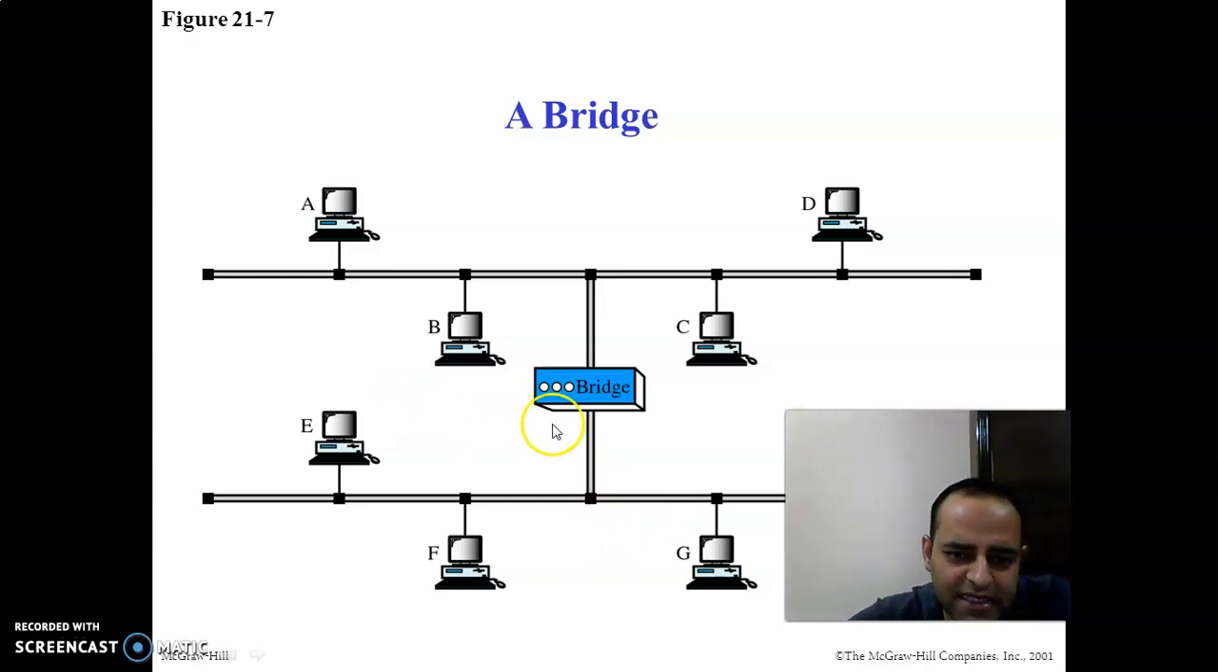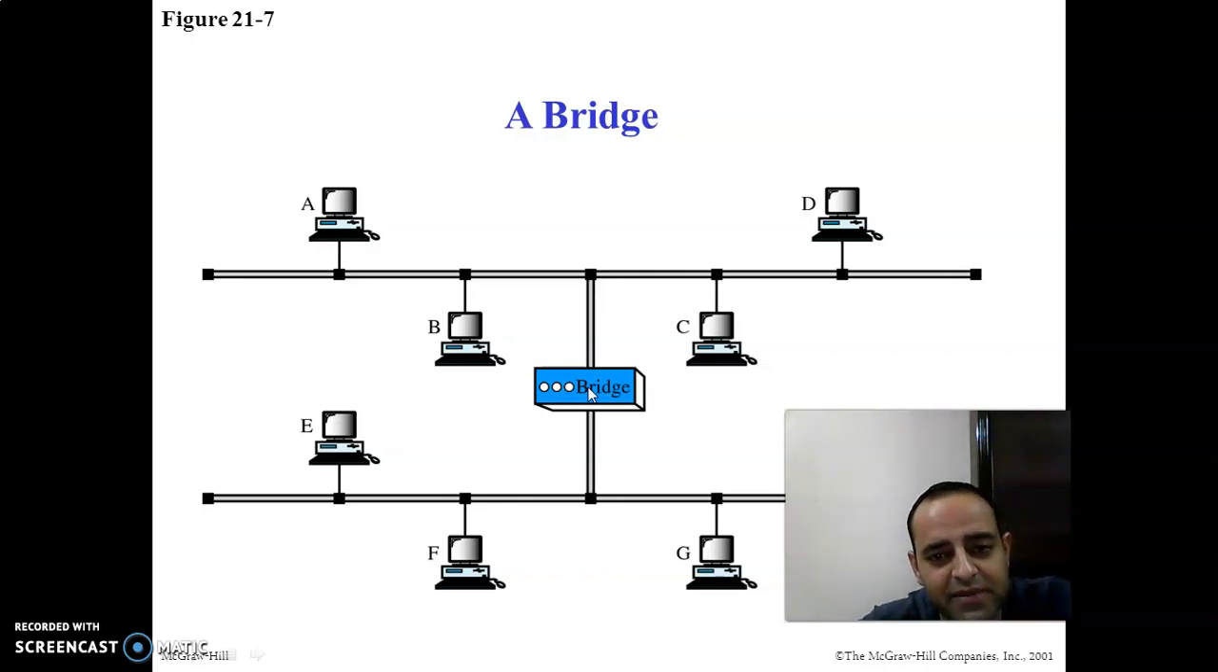We have to see some concept here, like computers A, B, C, D are on one side of the bridge, and E, F, G, H computers are on the other section of the bridge. If A wants to send data to C, data does not need to cross the bridge because they are on the same side of the network. But suppose A is sending some data to G, in that case the bridge is going to play its role, because the bridge knows that G is not within this network. So it has to cross the bridge to reach G. That means the bridge has a table in which it records which computer is lying in which subnetwork.